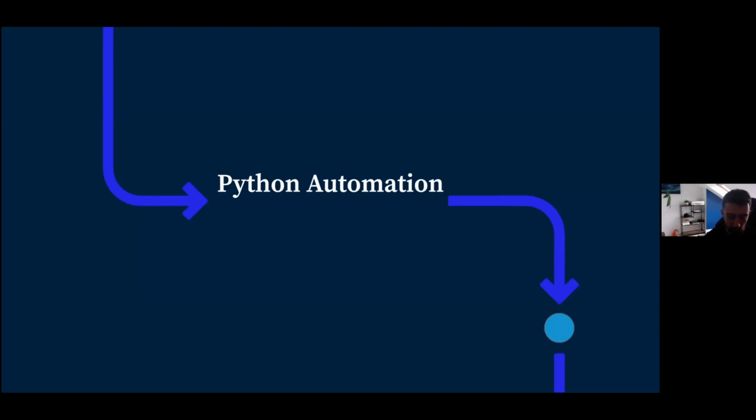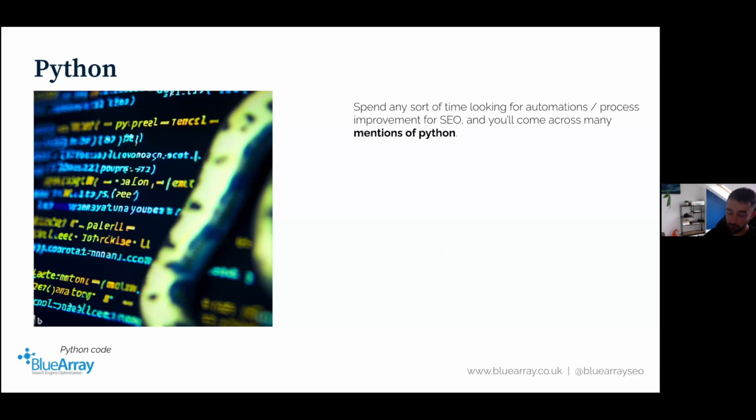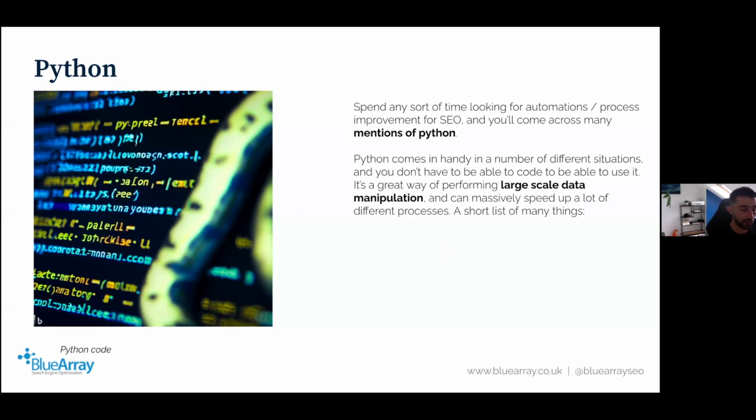Neat. So that's Google Sheets completed. Next, we've got Python, and this is where it gets a little bit fun. If you spend any sort of time looking for automations or process improvement for SEO, you'll probably come across many mentions of Python. It comes in handy in a number of different situations, and you don't have to be able to code to be able to use it. We'll touch on this in a little while. It's a great way of performing large-scale data manipulation and can massively speed up a lot of different processes. So, a short list of some stuff that you can do.